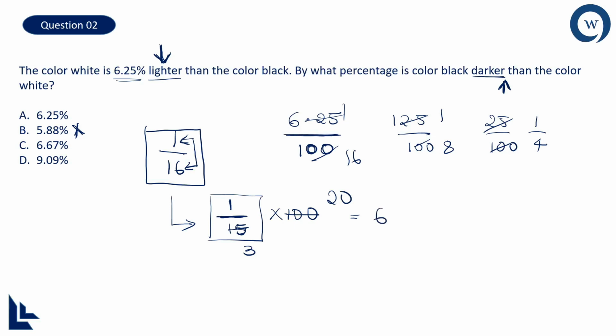6 times it is 18, and 2 is remaining out of 3. 2 by 3 is definitely 0.66, right? So the answer is 6.67. So this is the answer.